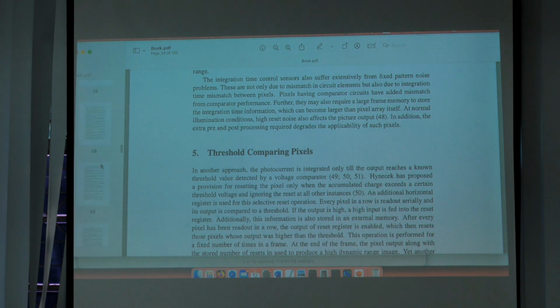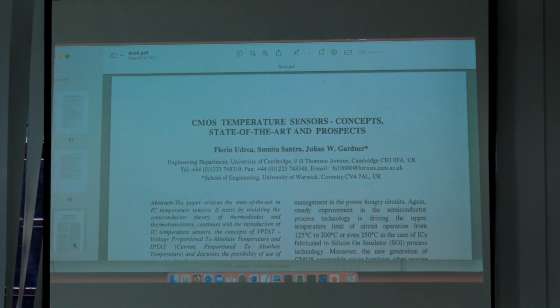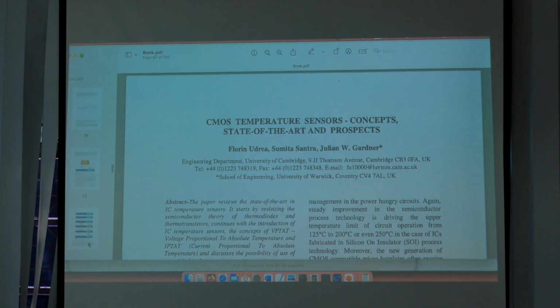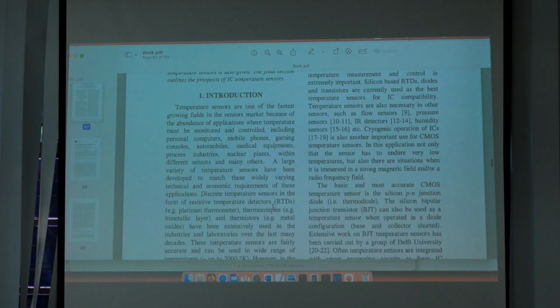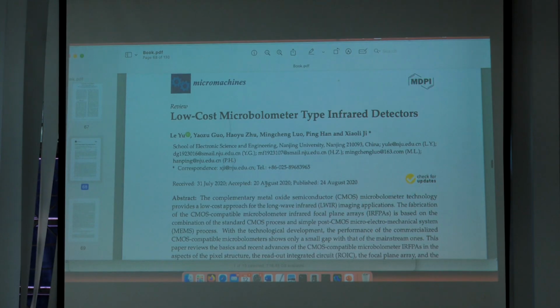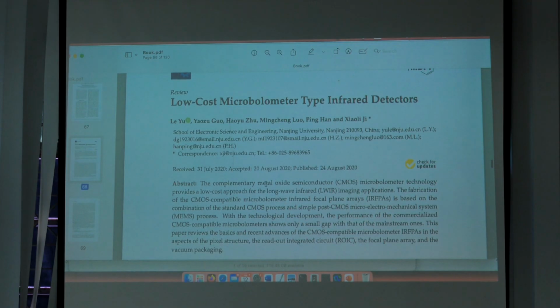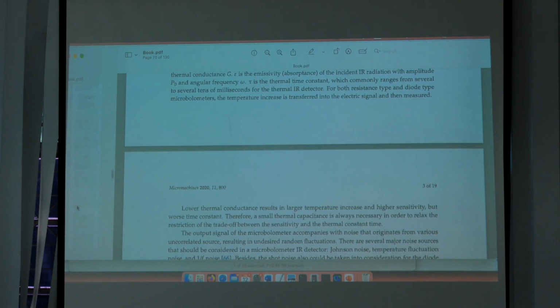I've put some review articles. There's one review article on temperature sensors. I know we have not covered temperature sensors till now, but we will cover this before I go away. Oh sorry, there's only one page. I'll put all of the articles soon. And there's also a review article on microbolometer type infrared detectors. So temperature sensors can come as waveform detectors as well as heat detectors. We'll have a look at these.